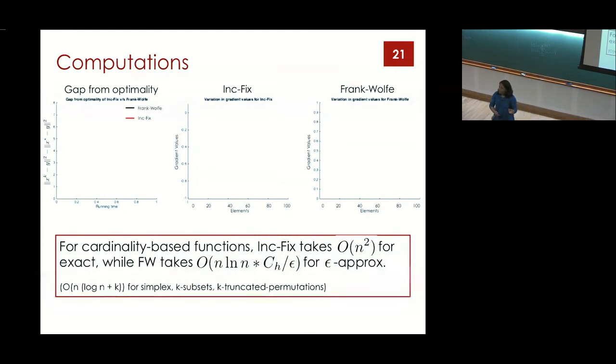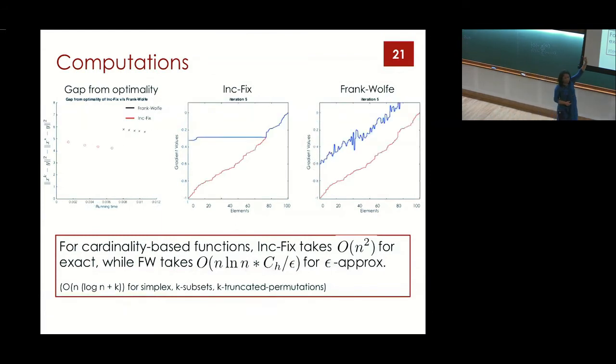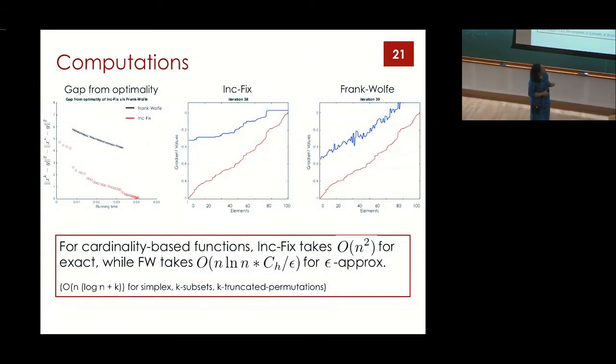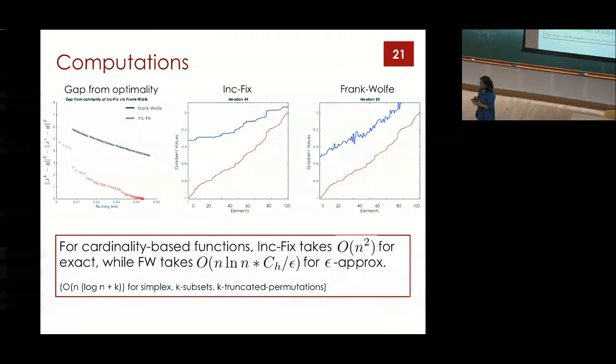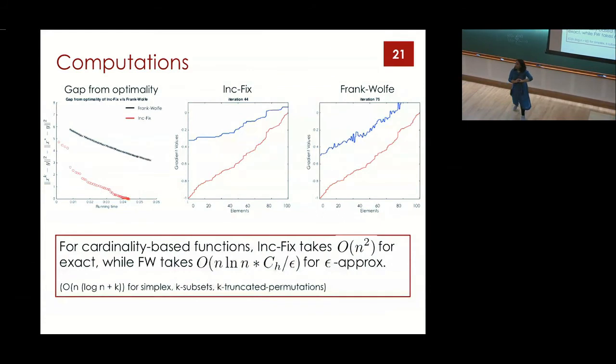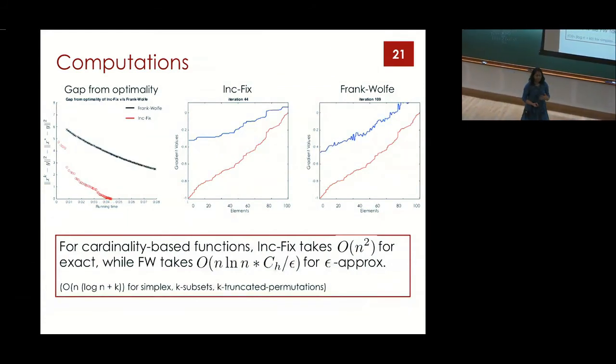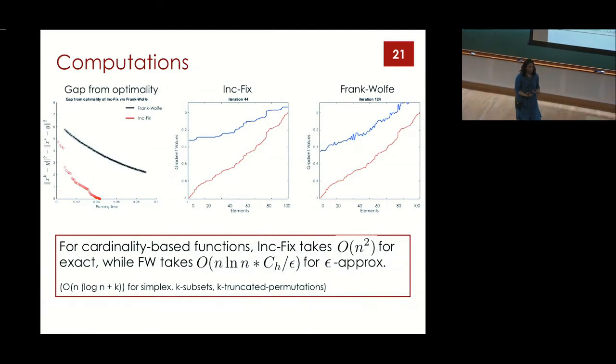So I'm going to compare Frank-Wolfe to IncFix, and what you see on the left side is how the Frank-Wolfe iterates are converging to the minimum norm point, and in the center you see the gradient view. You see that IncFix is increasing gradients greedily. And on the right side, you see Frank-Wolfe slowly converging to the optimal gradients. The results are not always this great, but you can get such nice results in some cases, in some distributions of points and computing those projections.